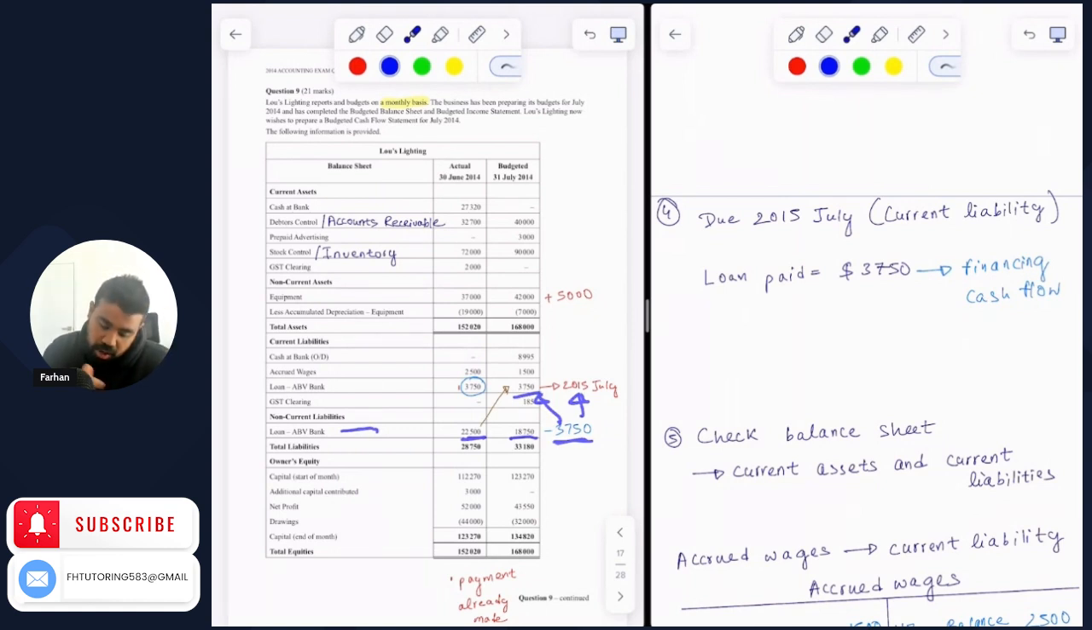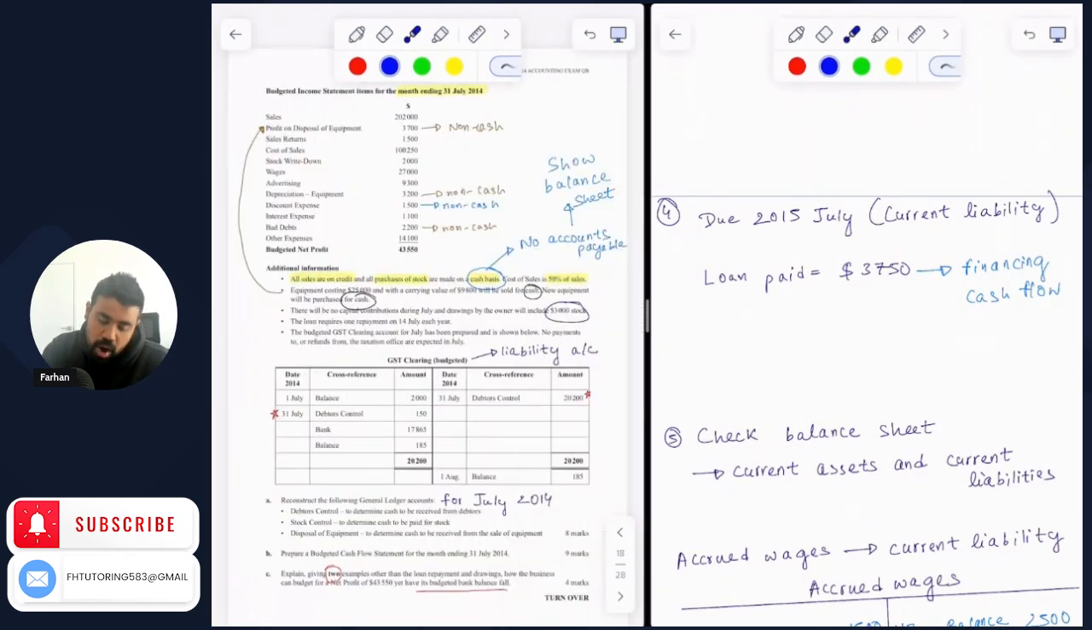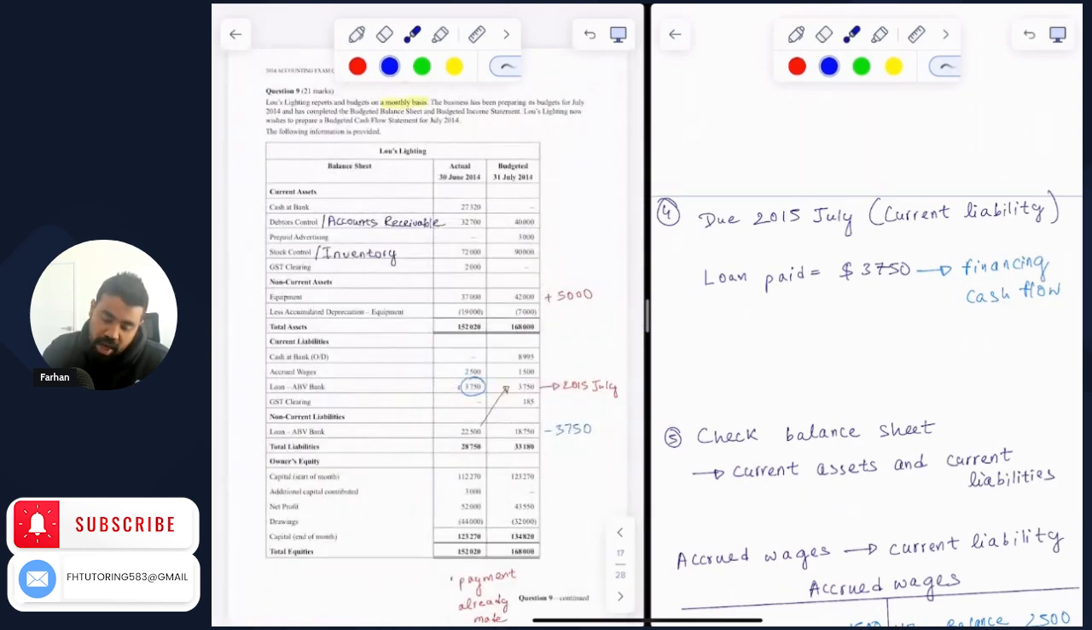But if you check the current liabilities loan for 30 June 2014 of $3,750, this would have already been paid. We understand that every year we make one repayment. So this $3,750 would already be paid on 14 July 2014 this year, based on what the question mentions: the loan requires one repayment on 14 July each year. So the current liability we have at 30 June 2014 would have been paid off on 14 July 2014.